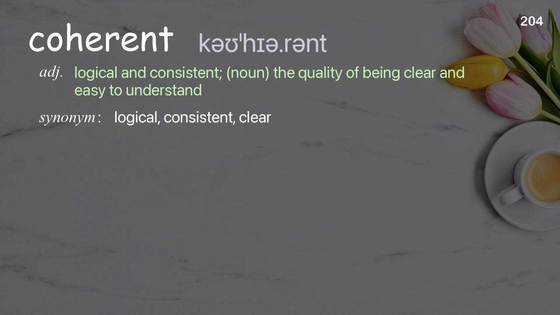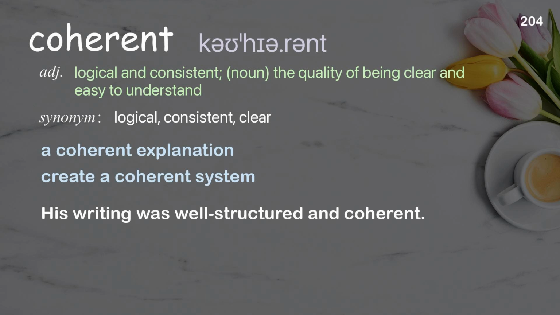Coherent. Logical and consistent. Noun, the quality of being clear and easy to understand. Examples: A coherent explanation. Create a coherent system. His writing was well structured and coherent.